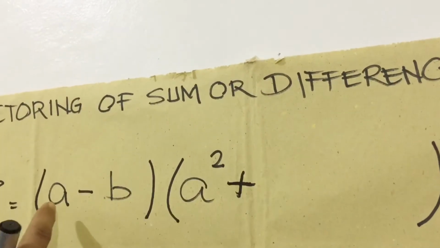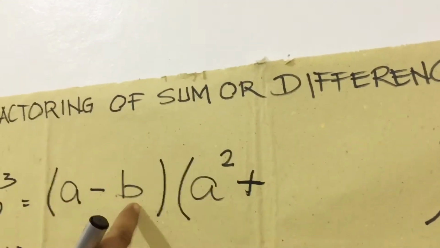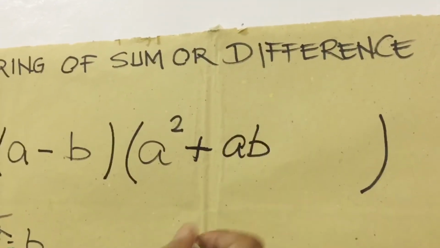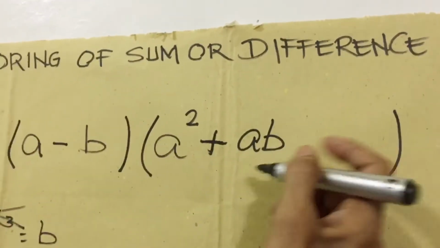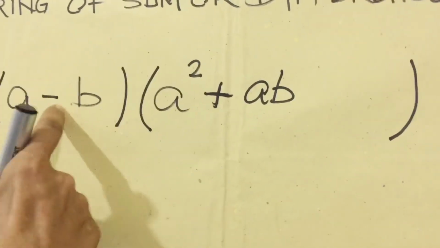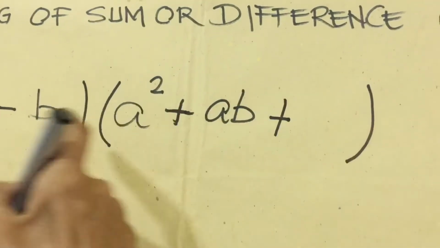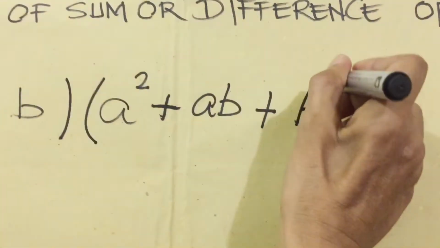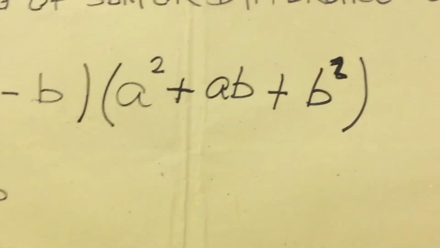Okay, then multiply the first term and the second term. A times b equals ab. Then square: negative times negative equals positive. Then b times b equals b squared. That's now the answer.